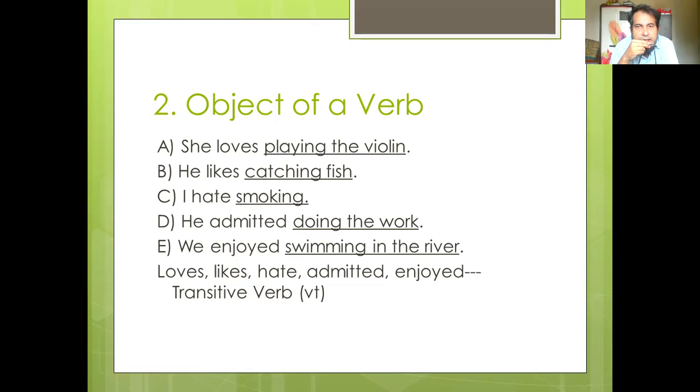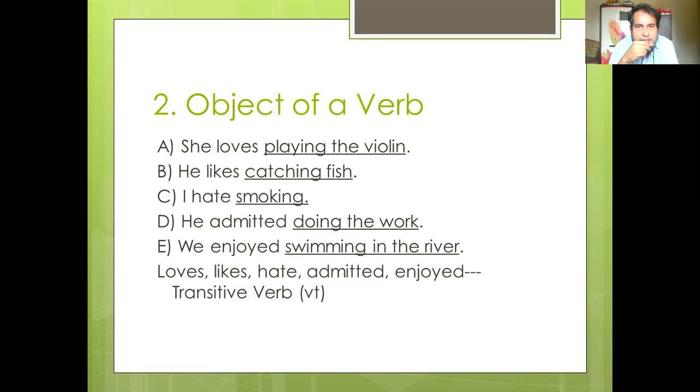Next, you see he likes catching fish. Catching fish, he likes something. What he likes? Catching fish. So the gerund becomes the object of a verb. Verb is like. Number C, I hate smoking. Smoking is a gerund, obviously. So I hate smoking. Here the gerund is used as the object of a verb.